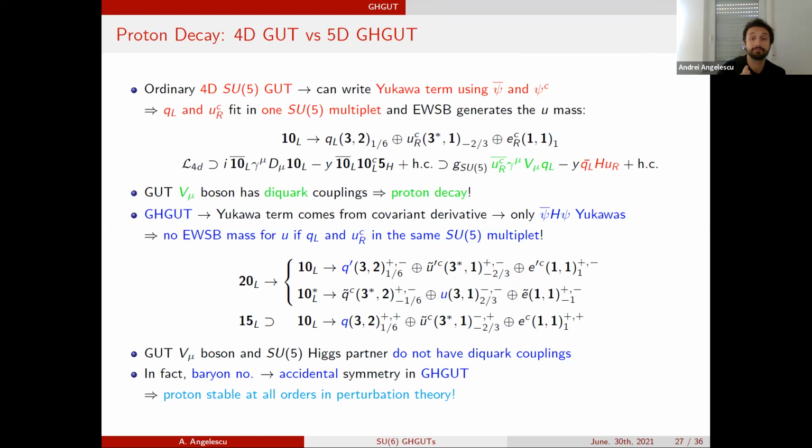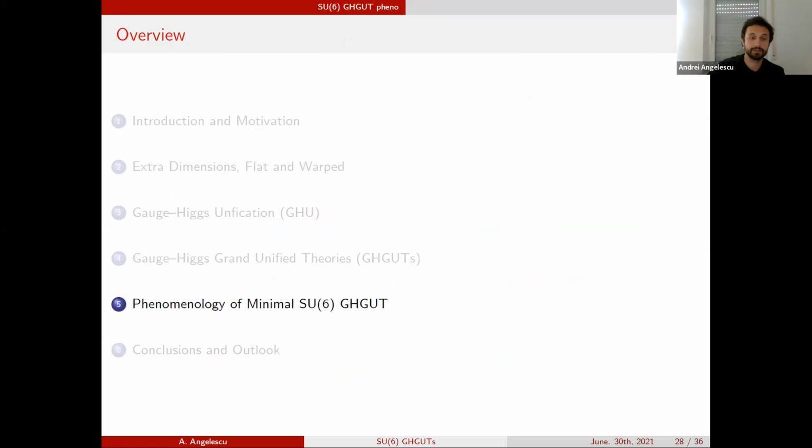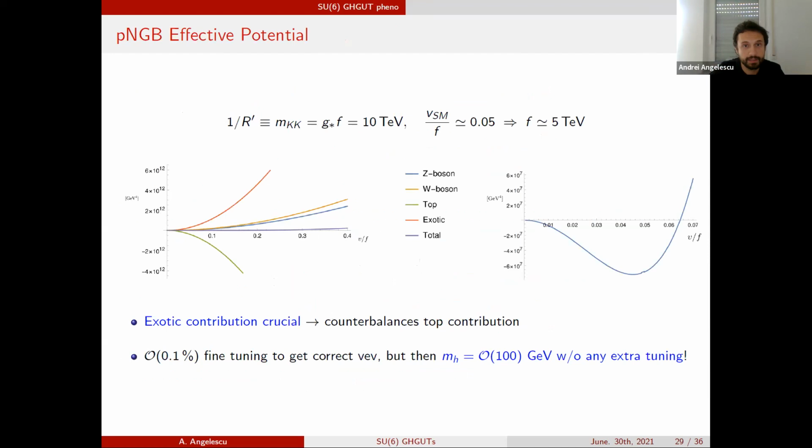That's also an appealing feature of this model. And finally, some words on the phenomenology of the model that we built. I'll just start with, for example, the scalar potential here. In order to compute the masses of the scalar spectrum, we fixed MKK to 10 TeV, and on some plots you're going to see one over R prime instead of MKK. It's basically the same thing, just a different notation.